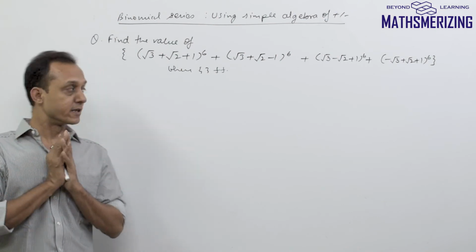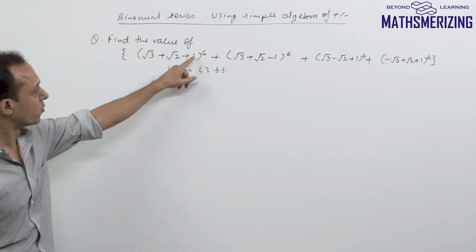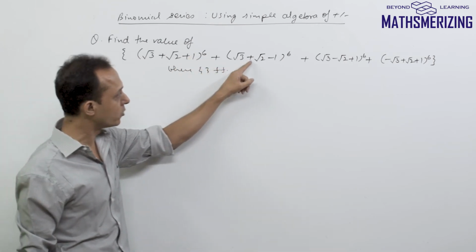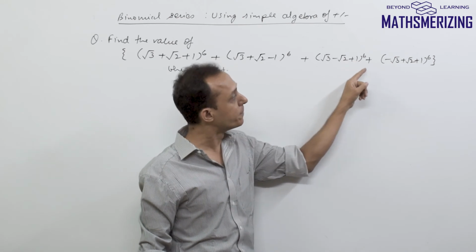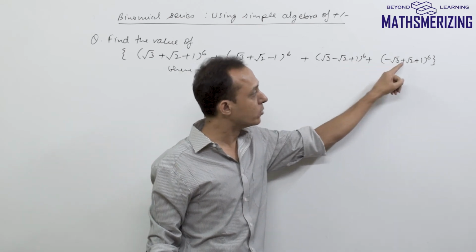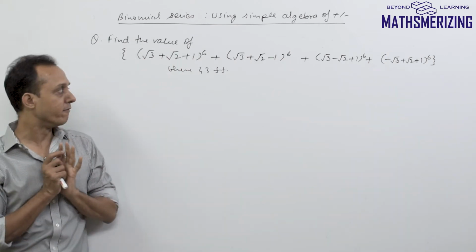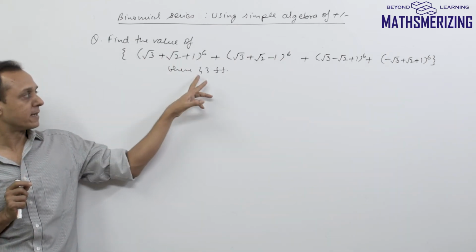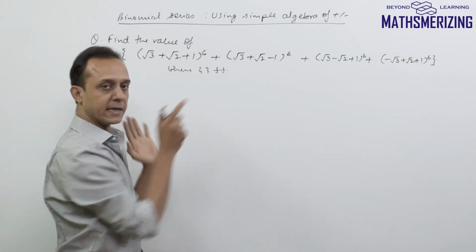So let us take up a question, and the question is, find the value of (root 3 plus root 2 plus 1) to the power 6 plus (root 3 plus root 2 minus 1) to the power 6 plus (root 3 minus root 2 plus 1) to the power 6 plus (minus root 3 plus root 2 plus 1) to the power 6, and the fractional part of this entire value or number. Where these brackets represent the fractional part function. Now we need to find the fractional part of this given number.